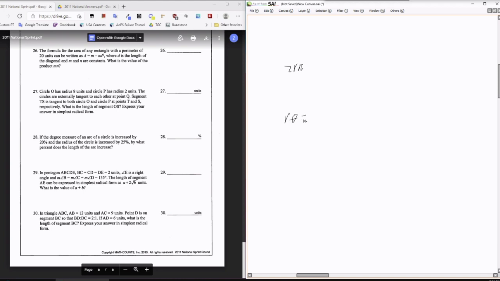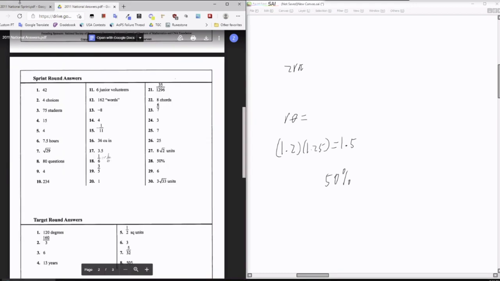So, this is the length of the arc. And so we can see that both of these are directly proportional to the length of the arc. So if one is increased by 20% and one is increased by 25%, the final increase would just be 1.2 times 1.25. And so that gives us 1.5, I think. Yeah, 1.5. So the final increase will be 50%. And that's our answer for 28.